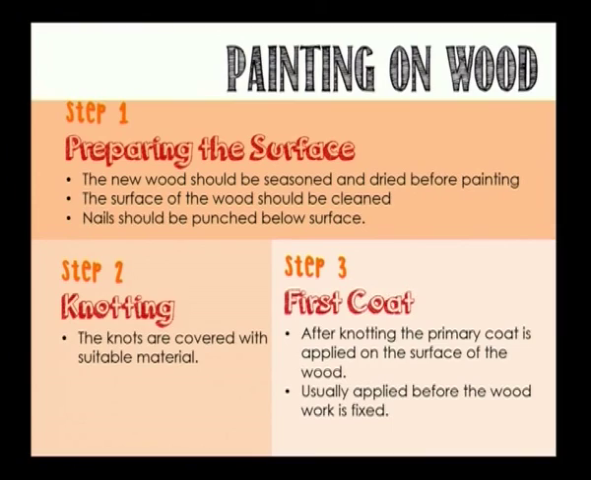Then you should apply the first coat, that is step 3. After knotting, the primary coat is applied on the surface of the wood. Usually this first coat is applied before the wood is fixed. Now, why should we apply this coat before the wood is fixed? Why can't we just completely finish the woodwork and then paint on top?